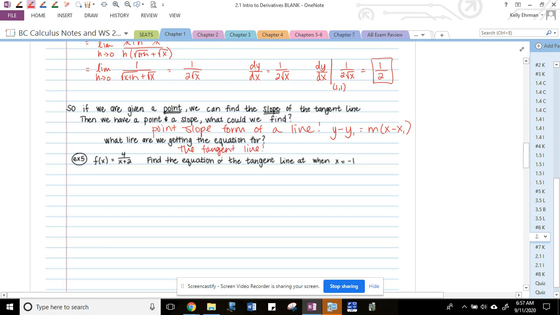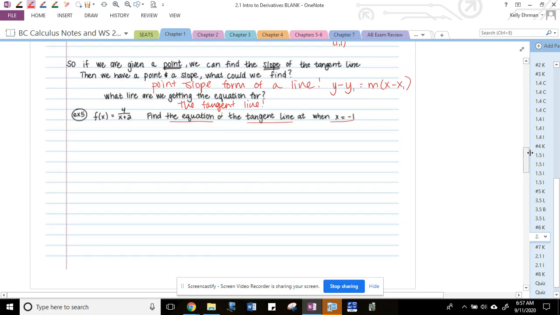Okay, so f of x is 4 over x plus 2. Find the equation of the tangent line when x equals negative 1. First thing is find f prime of x. Actually, I want to categorize this. This is going to be our work on the slope. You don't have to do this for the AP test, but it's kind of nice to organize what you're doing. Let's find the slope first.